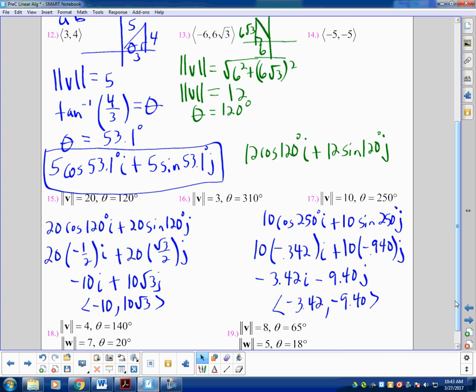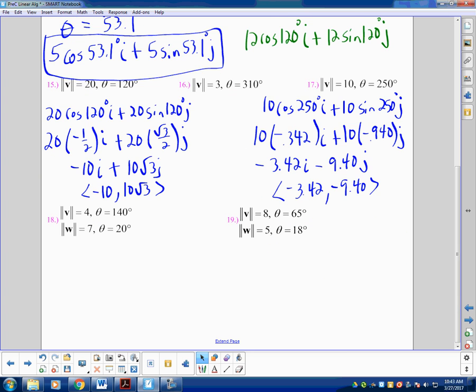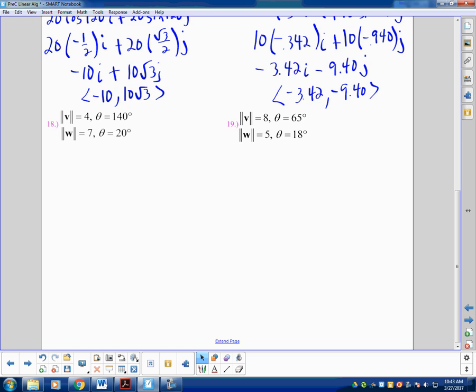Any questions on that? No? We'll go down here, maybe do one more here. It says the magnitudes and directions of two vectors, v and w, are given. Find the magnitude and direction of their sum, v plus w. I'll pick one to do here. These two.